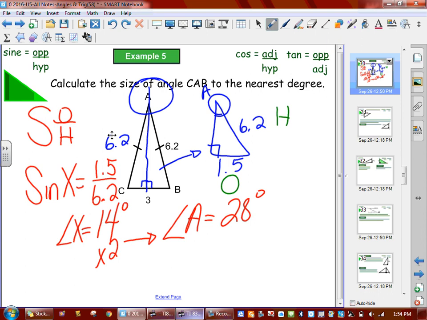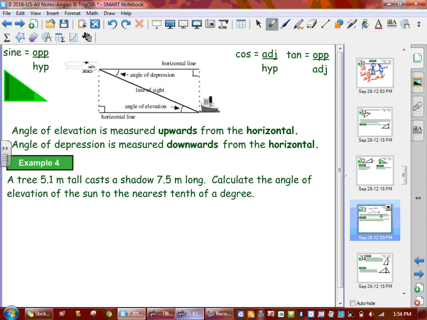I just want to jump to this page right here when we talk about angles of elevation and depression. This one follows our Z rule. Angle of elevation down here is always equal to angle of depression, always, because of our Z rule. Angle of elevation and angle of depression always start from a horizontal. Elevation will always go up from a horizontal. Depression will always go down from a horizontal. So the angle of depression is here.